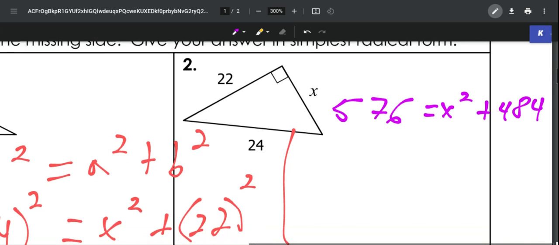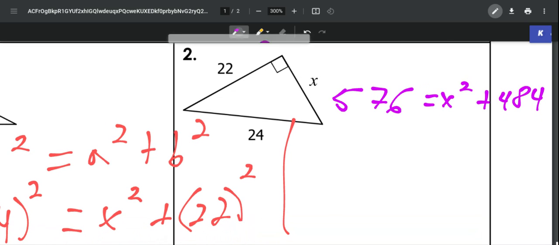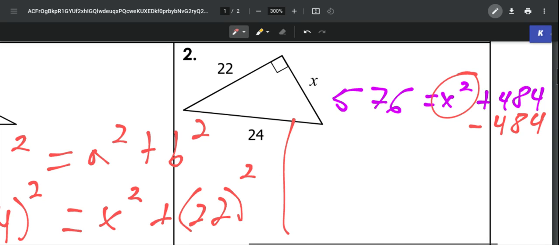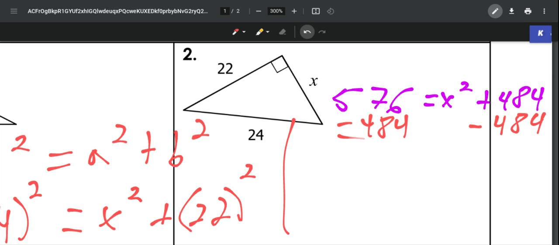So then all I have to do here is subtract 484 from both sides. I'm essentially solving for x squared to begin with, so I'm just going to move this to the other side. That'll cancel out. And then 576 minus 484 is 92. So now I've got 92 is equal to x squared.